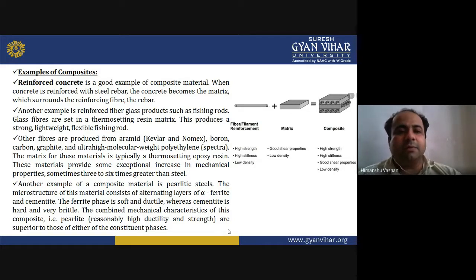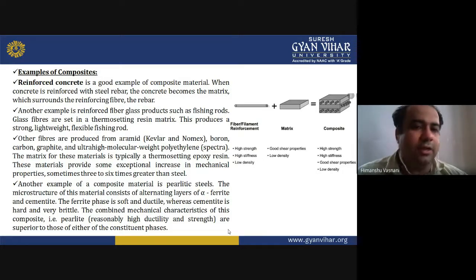Other fibers are produced from aramids like Kevlar and Nomex, boron, carbon, graphite, and ultra high molecular weight polyethylene, which is called Spectra. The matrix for these materials is typically a thermosetting epoxy resin. These materials provide exceptional increases in mechanical properties, sometimes 3 to 6 times greater than steel.